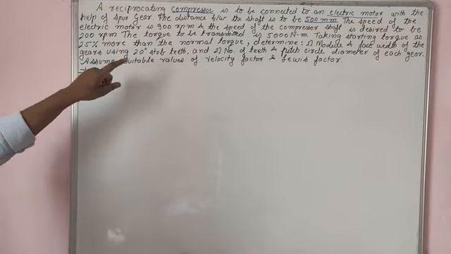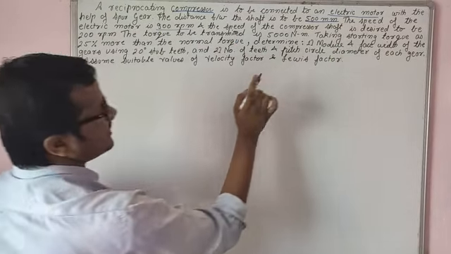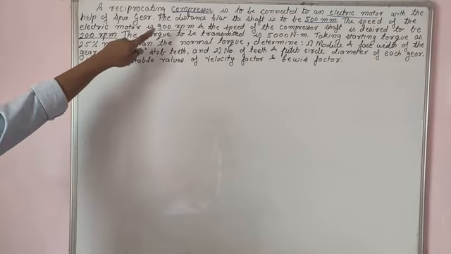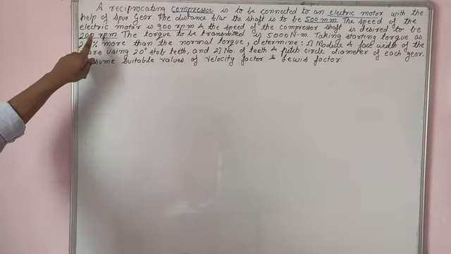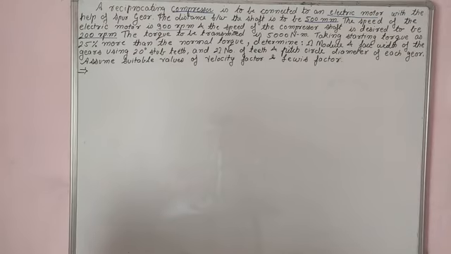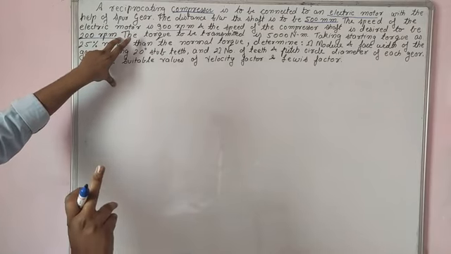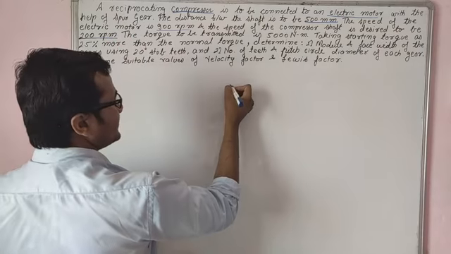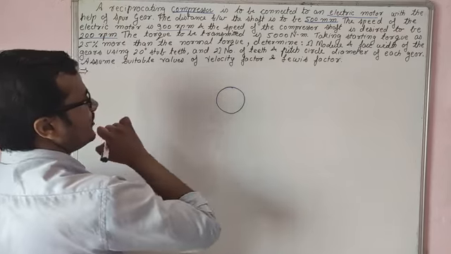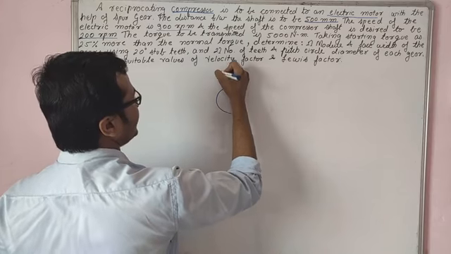The speed of the electric motor is 900 rpm, and the speed of the compressor shaft is desired to be 200 rpm. So can I say that the speed of the electric motor is more as compared to the speed of the compressor shaft? That means the gear mounted on the electric motor will be of smaller pitch circle diameter. So this is the gear mounted on the electric motor.